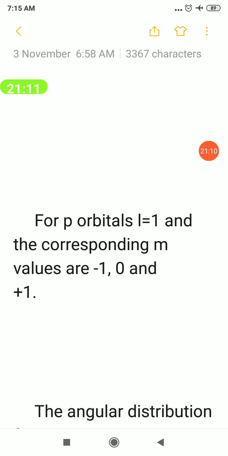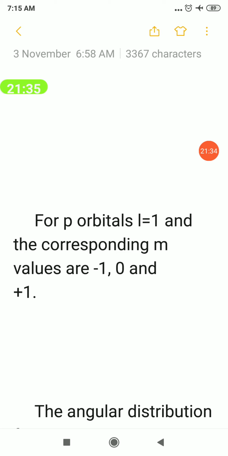Okay, students, so S orbitals have spherical shape. Now we are going to discuss about the shapes of P orbitals. So when we discuss about the shapes, as I already told you, we must be familiar with the L value and M value. Dear students, we know the L value for P orbital. It is equal to 1, and the corresponding M values will be -1, 0 and +1.